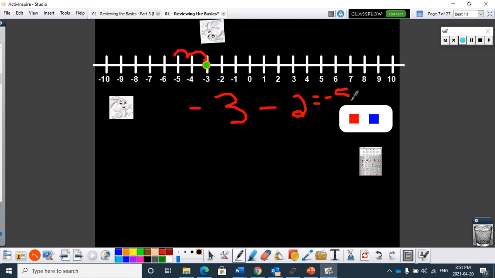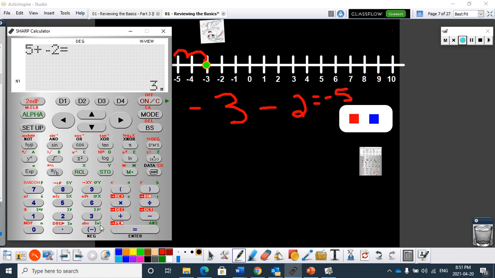This is the type of question people get wrong all the time, -3 minus 2. Don't forget, got your calculator here, -3 minus 2. You can use that to check answers and make sure you're doing things right. Always want you to have your calculator available just to check your thinking out.